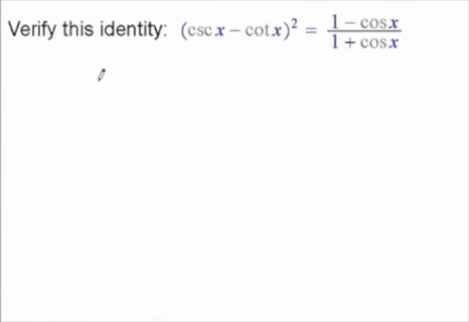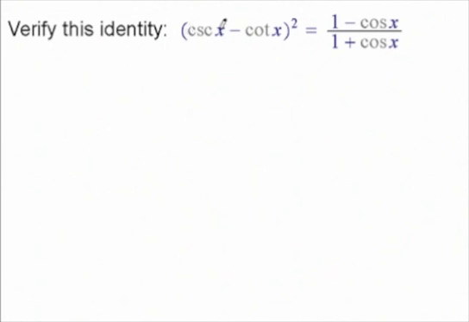Another example of verifying an identity. Again, it's not quite sure which one's messier, but I'm going to go with the thing that has two terms rather than one term and try to force the two terms into one. That's usually a lot easier than to take one and force it into two.